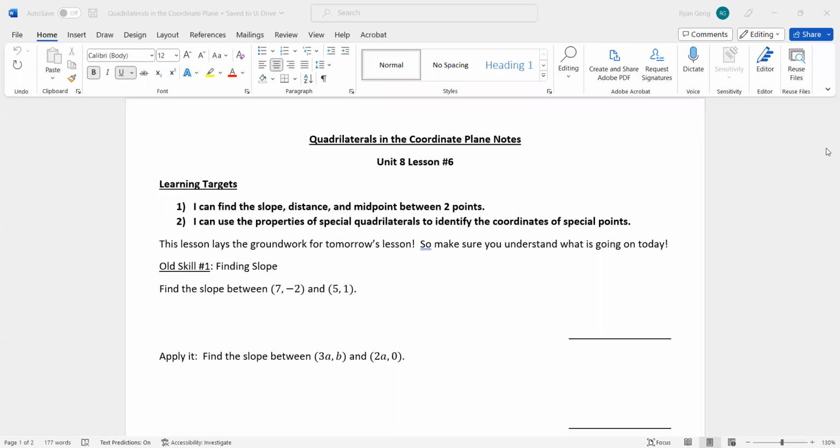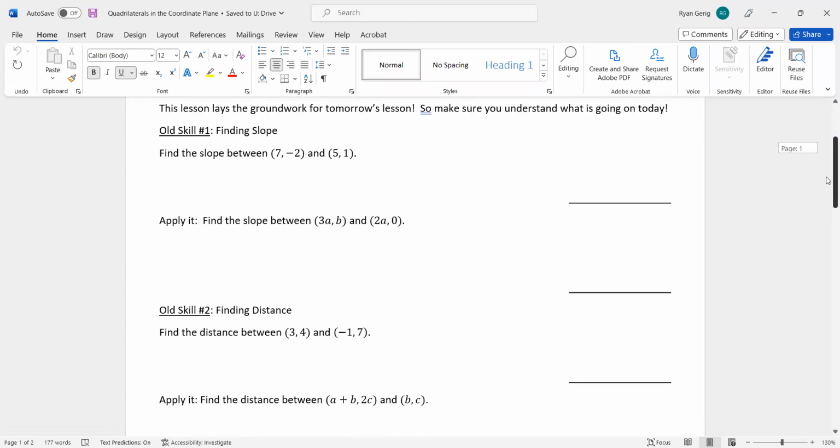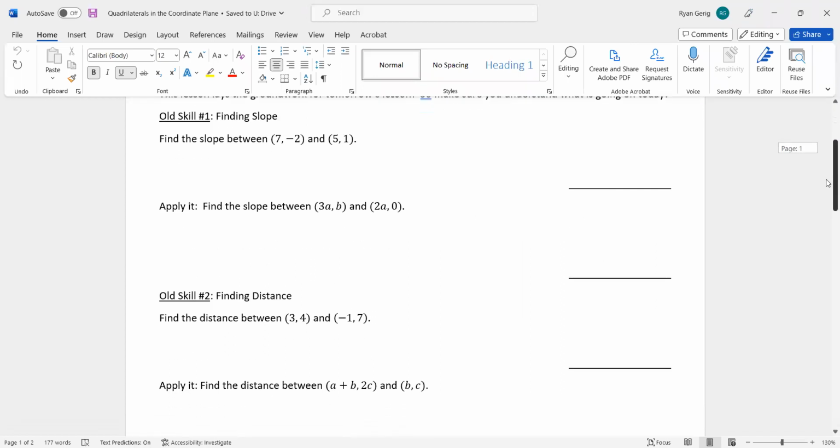So already referenced this, we're going to do some old skills. I have 3 old skills that we're going to be working on. First one is finding slope. All right, so finding slope, there's a formula for that. Finding slope, which is m, is y2 minus y1 over x2 minus x1. So find the slope between those 2 points. This is straightforward algebra 1.